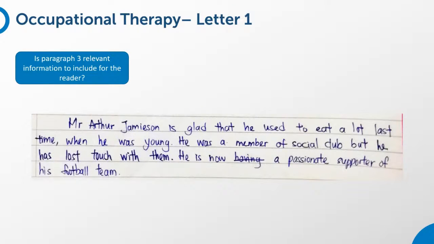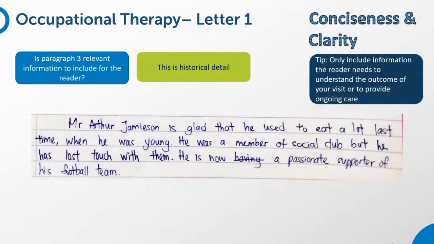So I would agree with you that this detail is historical. And in any case, the doctor may already be aware of it, or it has no bearing on the current situation, so it can be omitted. So my tip here is for conciseness and clarity. Only include information the reader needs to understand the outcomes of your visit or to provide ongoing care, which obviously depends on the situation. This one is about a visit to the patient, but it could be to provide ongoing care. Part of the writing test is to see if you can select information to include and omit.